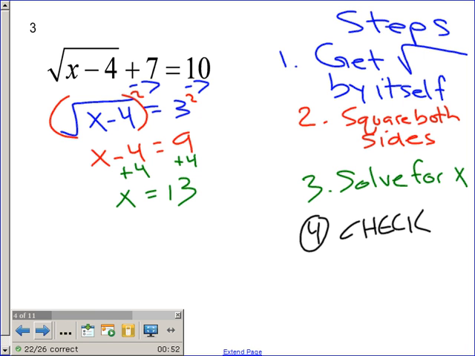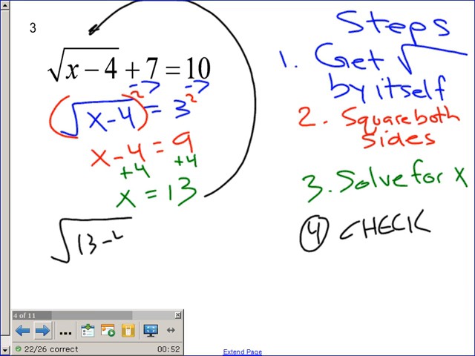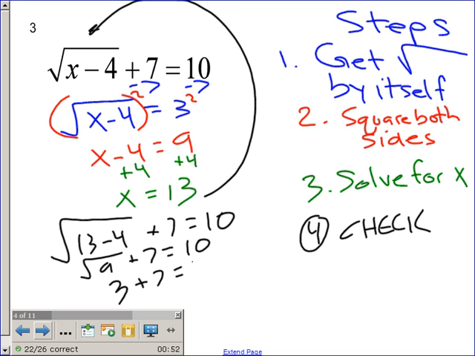Does this one work? Check it. So we're going to plug in 13 to our original problem. So the square root of 13 minus 4 plus 7 equals 10. Then we solve it. So what is the square root of 13 minus 4? That's the square root of 9 plus 7 equals 10. Square root of 9 is 3. 3 plus 7 equals 10. 10 equals 10, and this problem checks out, and we're done.